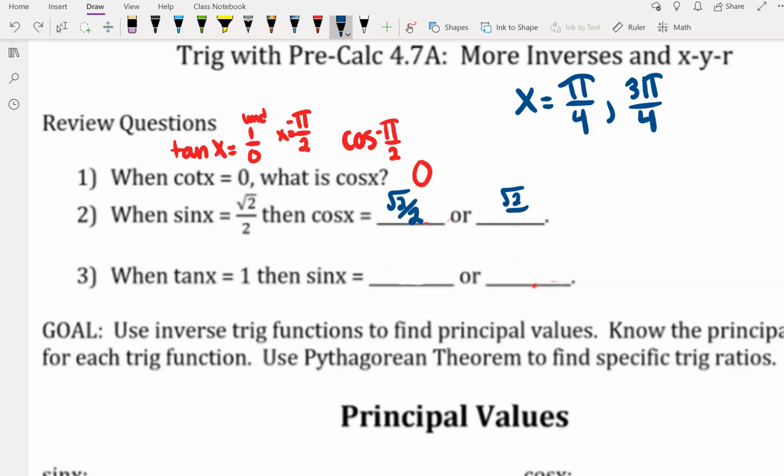Oops, but it's not going to be positive. Think about a smart trig class. Sine is positive in that quadrant, but cosine is not. So it's going to be negative root 2 over 2 for that quadrant.